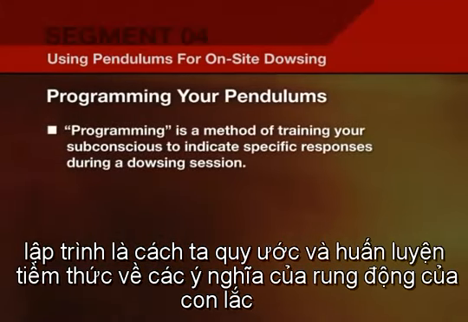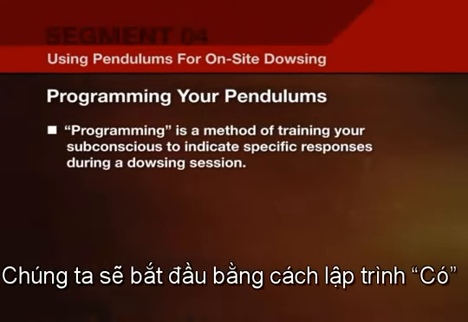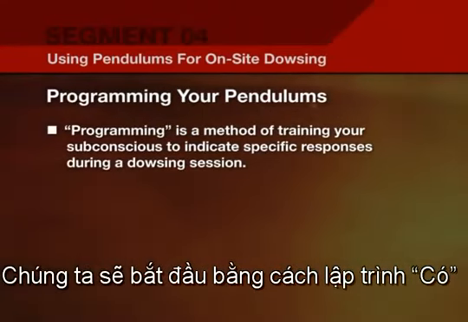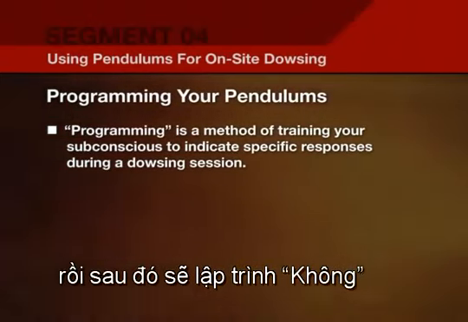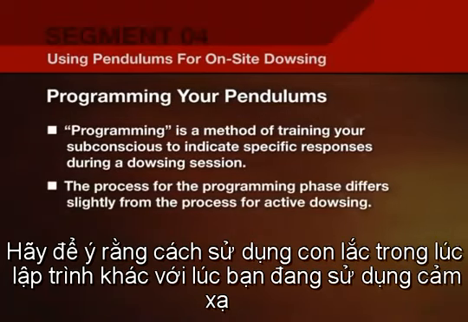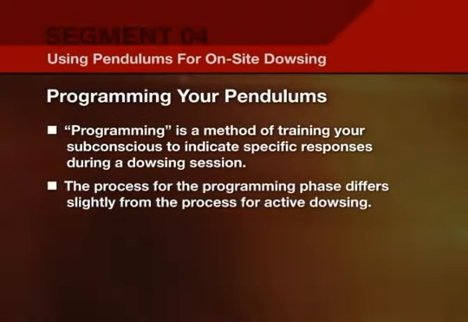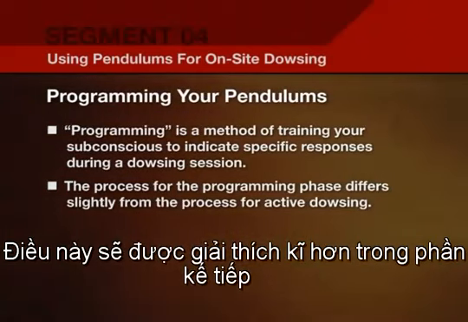Programming is a method of training your subconscious to indicate specific responses during a dowsing session. For the purpose of our first training exercise, you will be programming an indication for yes and an indication for no. Note that the process for the programming phase differs slightly from the process for active dowsing. However, this will be explained in the next segment.